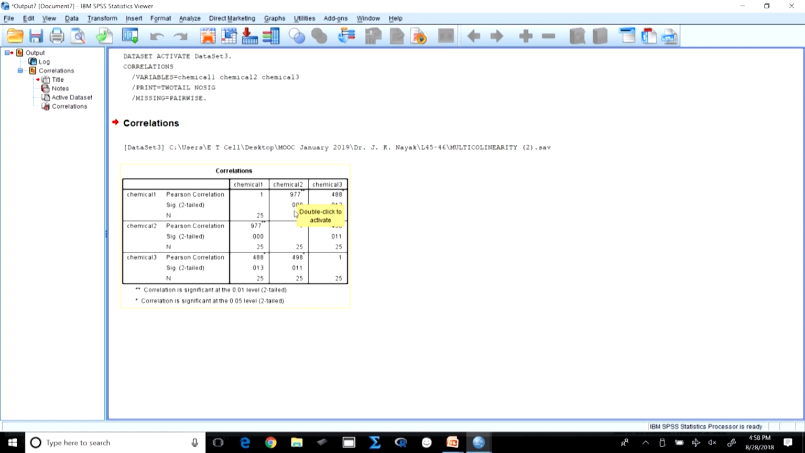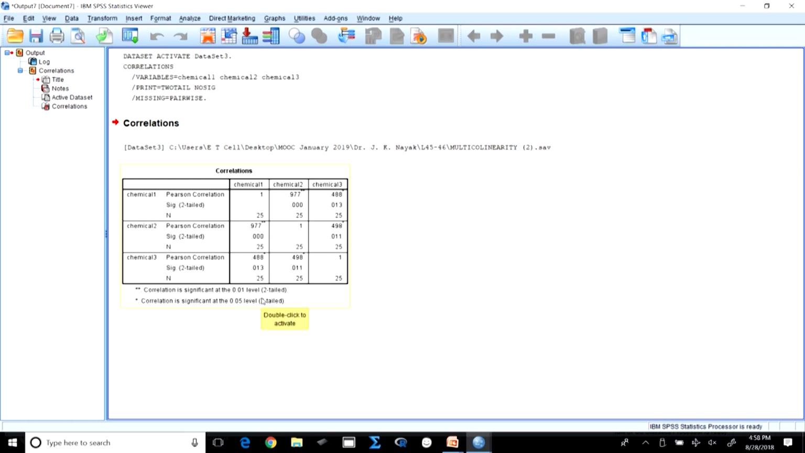This is significant at a 0.01 level, double starred, and this is significant at a 0.05 level, single starred. Now, chemical 2 and chemical 3. This is also significant, but it is significant at 0.498 and at a 0.05 level.